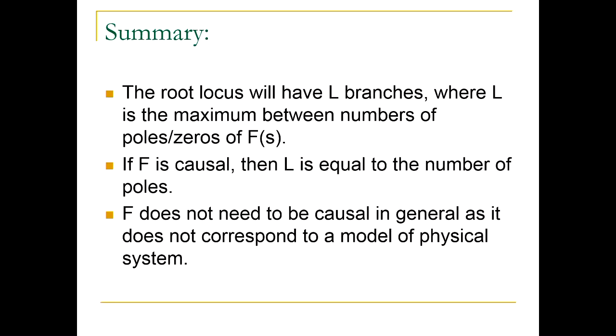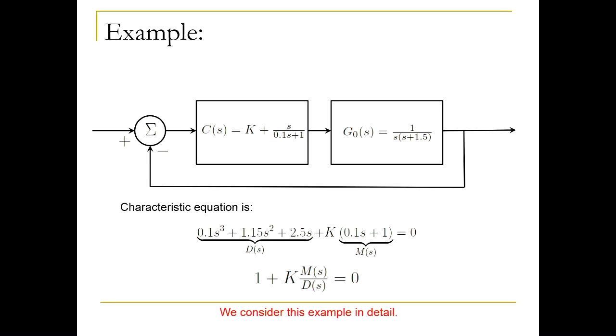So, if that is causal, then L is obviously equal to the number of poles, because the number of poles will be larger than the number of zeros. But if it's not causal, then it will be the number of zeros. And as I said, it may not correspond to a model of a physical system, so we can mathematically deal with something that's not causal, just for mathematical purposes. So we will consider this example.